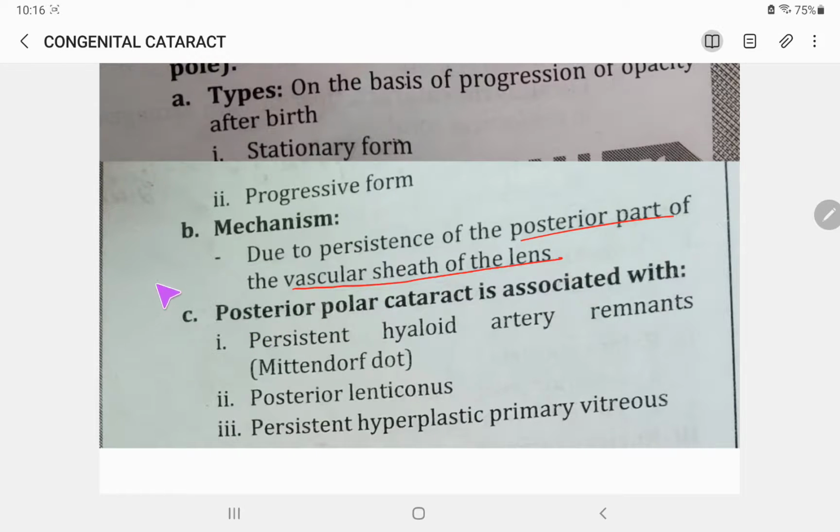The polar cataract in the lens: sometimes during development, while our lens is developing, some organs or arteries or veins have to get closed. For example, patent ductus arteriosus: any failure of the closure of the ductus arteriosus will lead to patent ductus arteriosus in cardiology, like that.